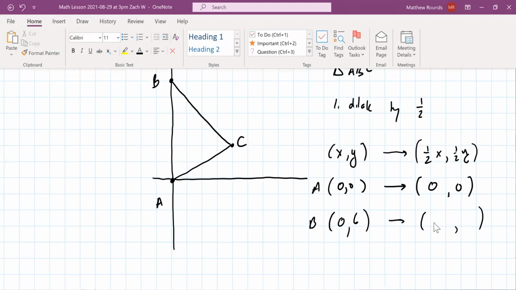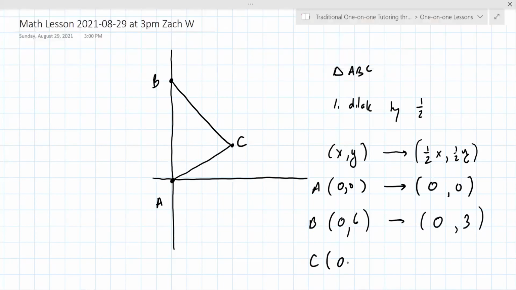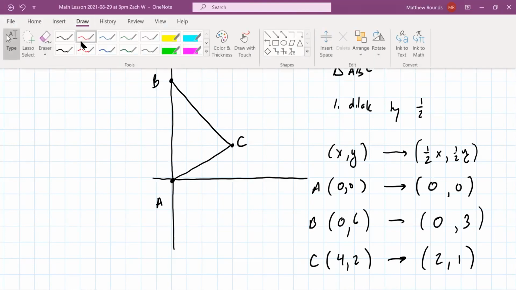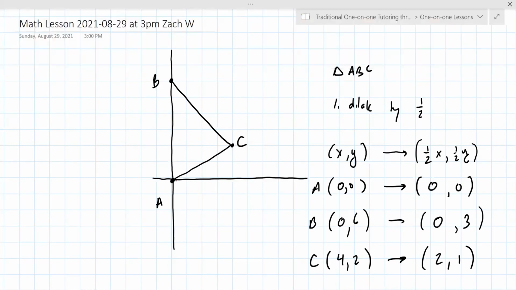Okay, so let me do that here. 0 and 3. And then point C is at the point 4, 2. So 2 and 1. Great. So now we graph the new points here. I can do that pretty quickly. So the A is still there. There's B, and there's C. So that's A prime, B prime, and C prime.